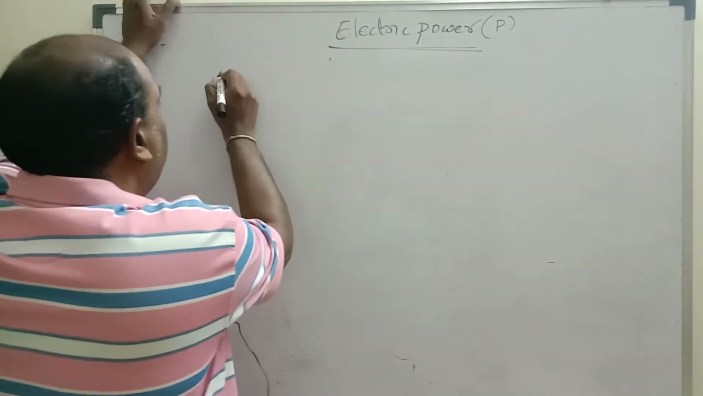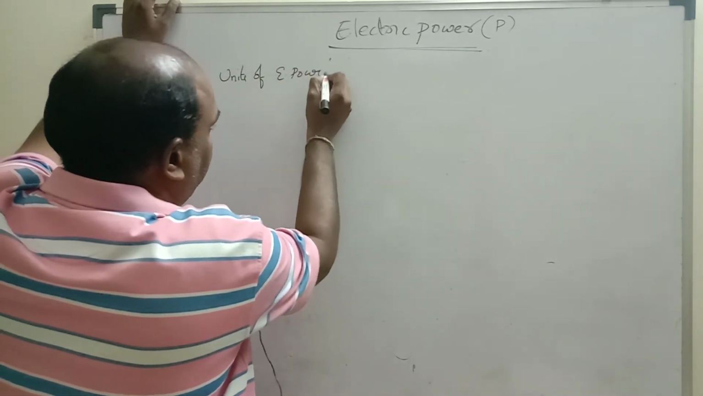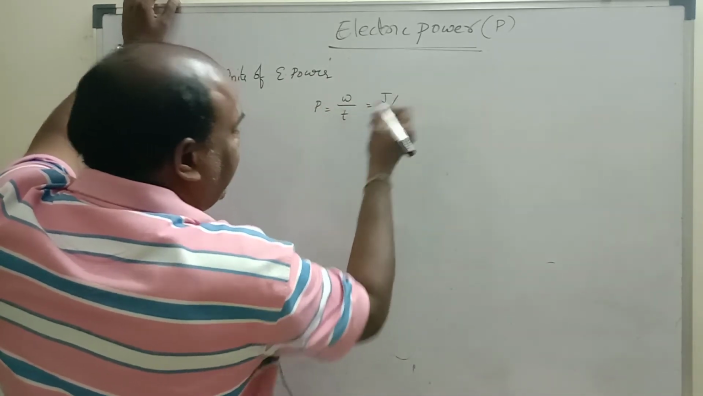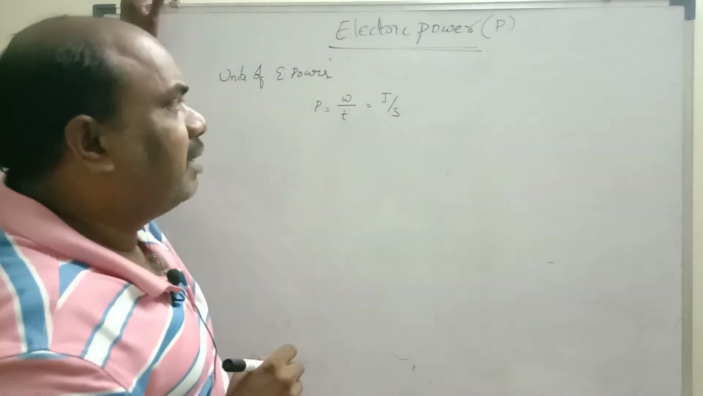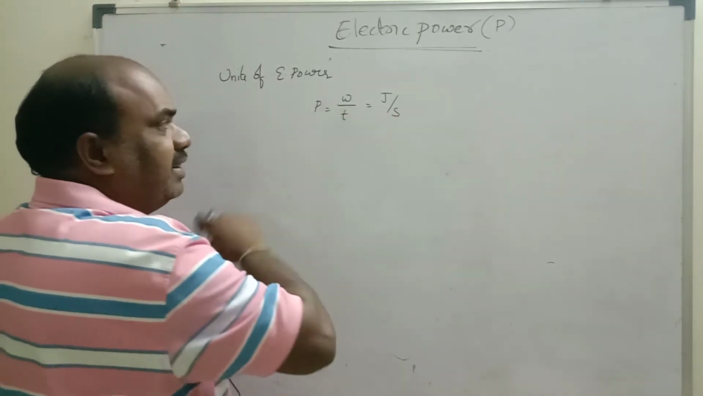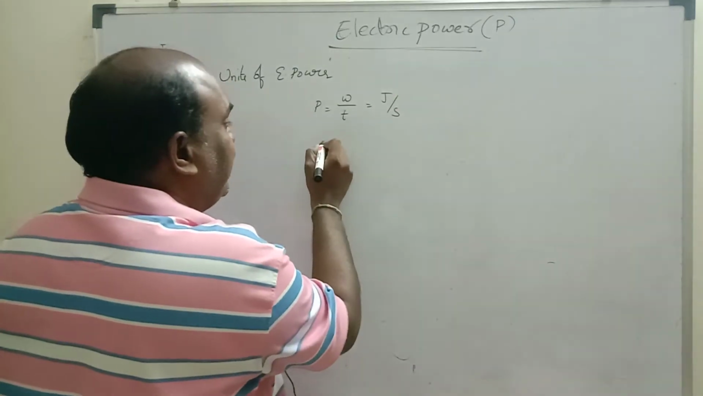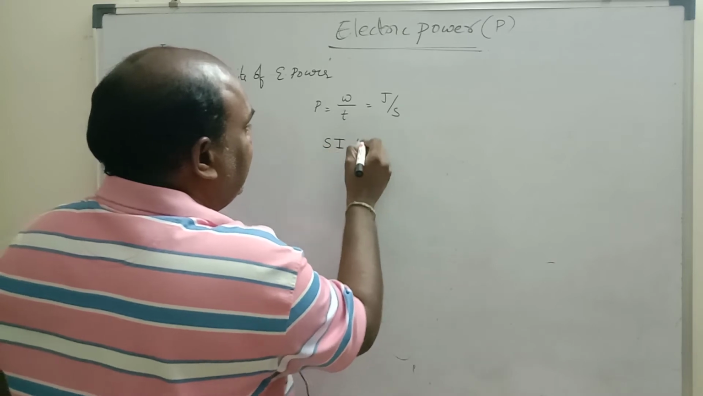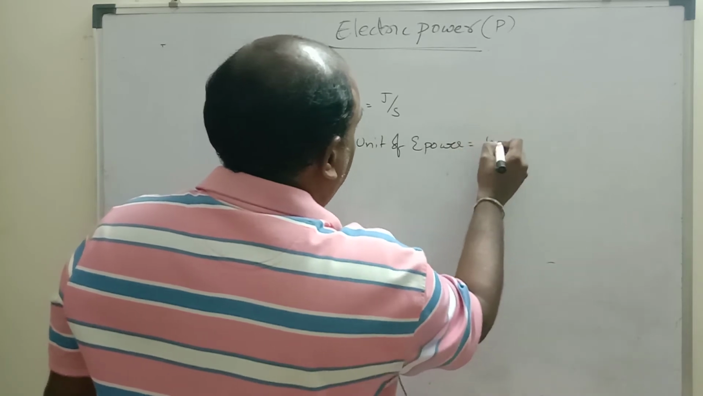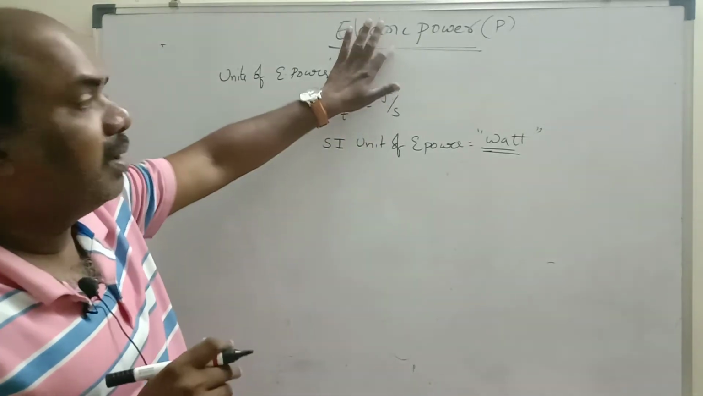See here, units of electric power. Power is equal to, what is the formula? Work by time. Work is in joule, time is in second. Joule by second is the unit of electric power. So from many different formulas, you will get different units. But the steam engine was invented by James Watt. Based on his name, the SI unit of electric power is watt. What is the SI unit of electric power?